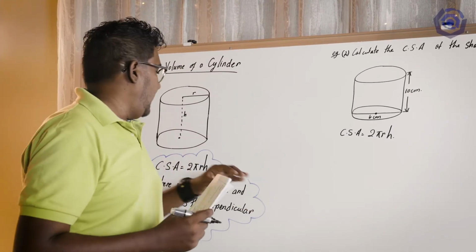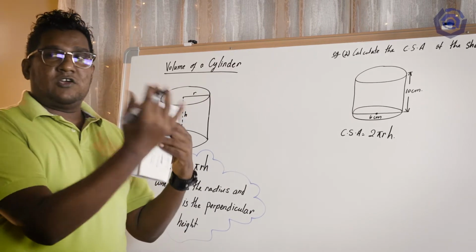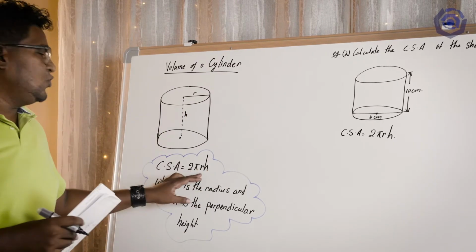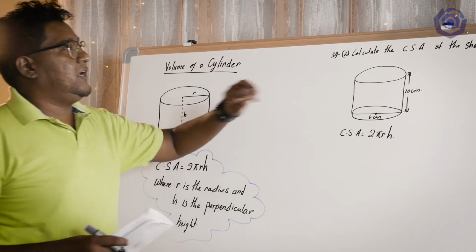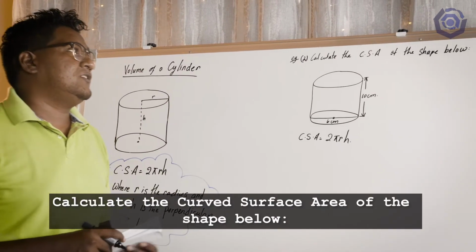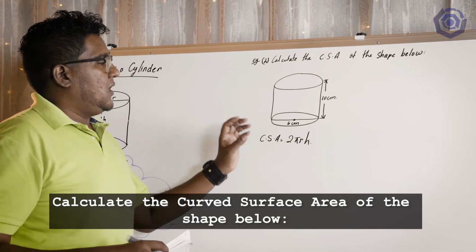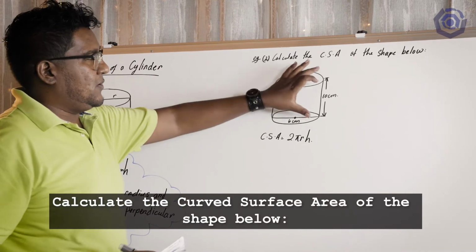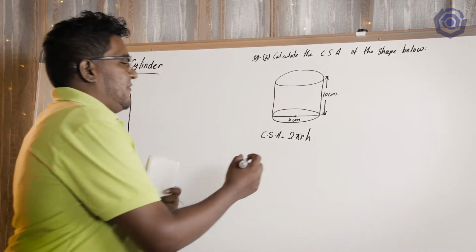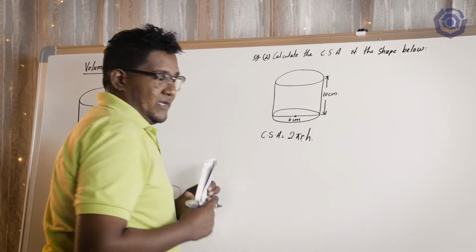So to find the area of the curved surface, we usually use 2 pi r h. So here you have an example. Calculate the curved surface area of the shape below. You have 6 cm and you have 10 cm. Our formula asks for the radius.